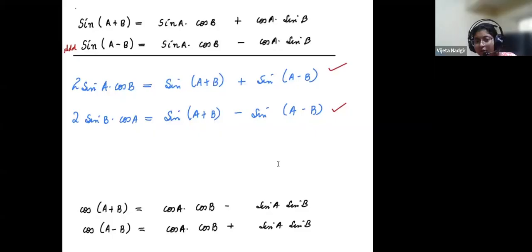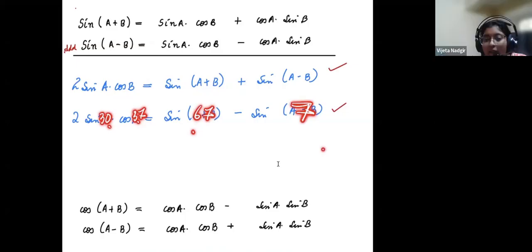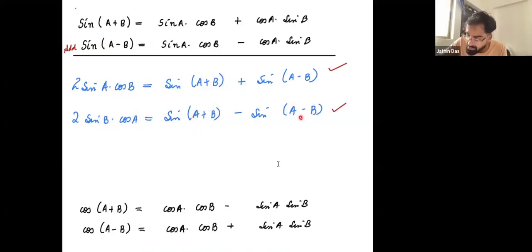Getting? Why though? What happened? Why? Because, look, 30 into 37, how will you write? 67 will come. Now 37 minus 37 direct. Okay. Like that. If you take 30 minus 37, it will be minus 7, which anyway you'll have to bring outside.